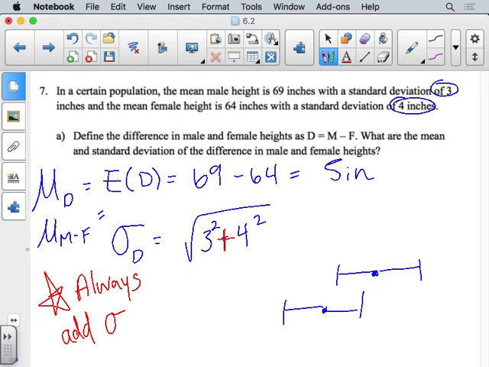So when you're asked to subtract, you can subtract the means, but you never, ever, ever subtract the standard deviation. So the spread just always increases. You always get a bigger variation between the two. It wouldn't make sense if our spread got tighter. When we add elements together, it makes our spread bigger. It makes the unknown bigger.